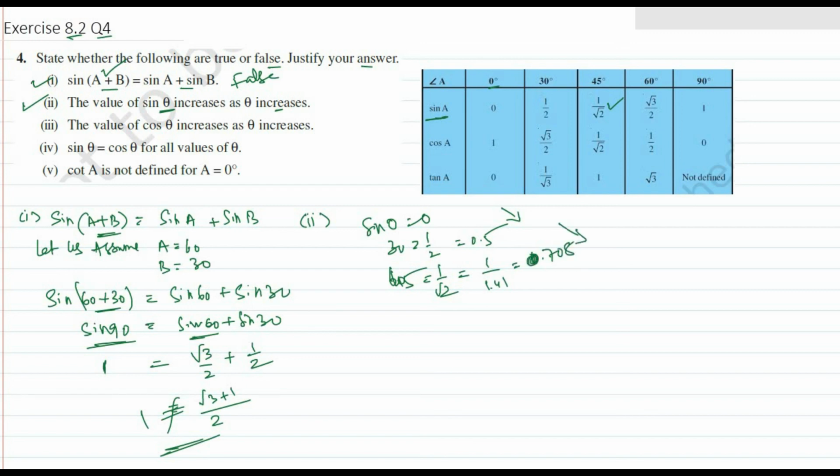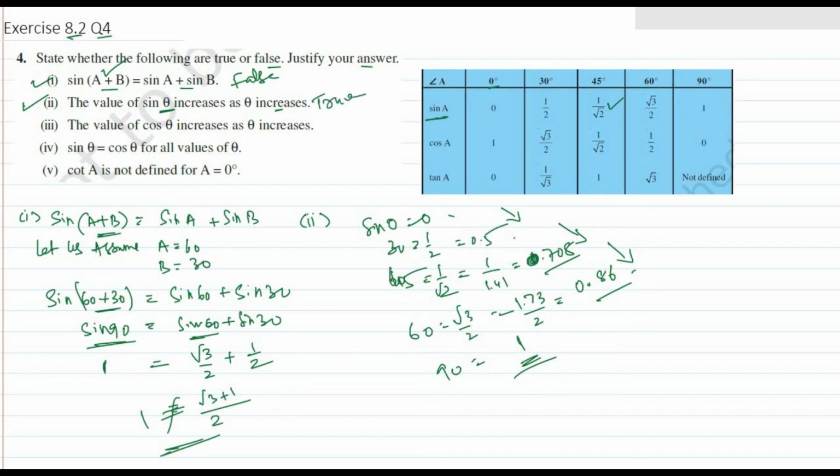So sin of 60 degree is root 3 by 2. Root 3 is approximately 1.73, divided by 2, this is 0.86. So again it is an increase. So sin 90 will become 1. So this is 0, 0.5, 0.708, 0.86, 1. So the value of sin theta increases as theta increases.